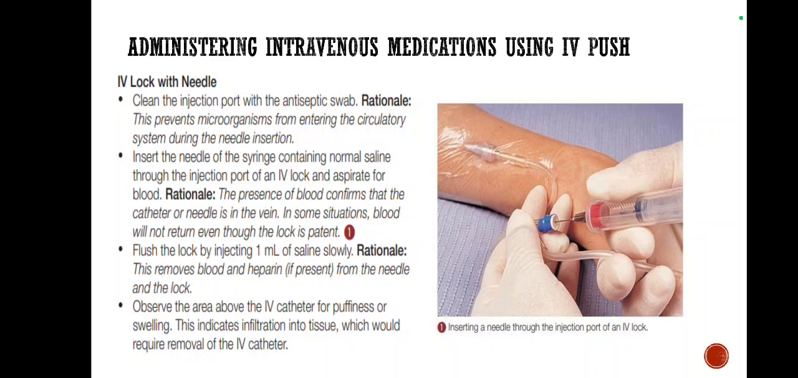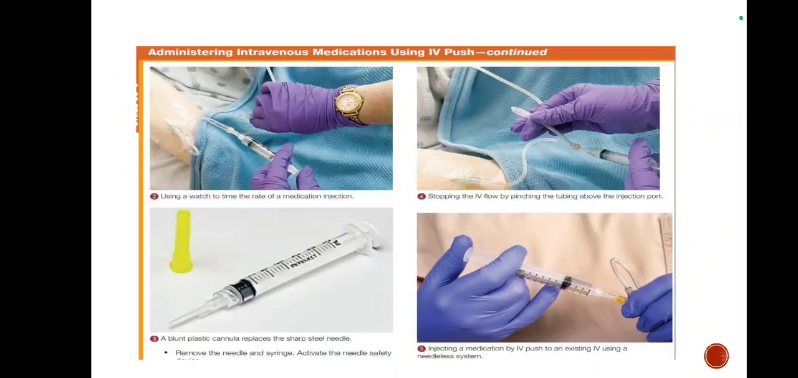Always clean the injection port with an antiseptic swab, and then insert the needle of the syringe containing normal saline solution through the injection port of an IV lock, and then aspirate for any blood. Then flush the lock by injecting 1 ml of saline slowly, and observe the area above the catheter for puffiness or swelling. This indicates infiltration into the tissue, which would require the removal of the IV catheter.